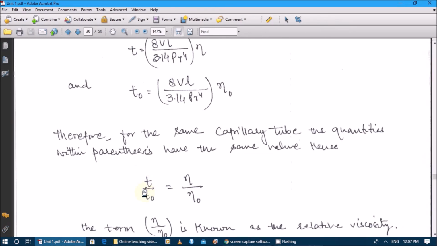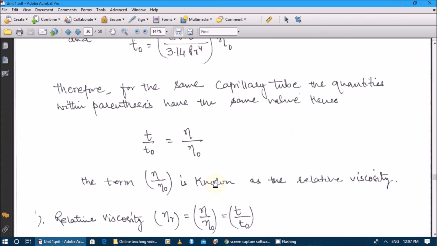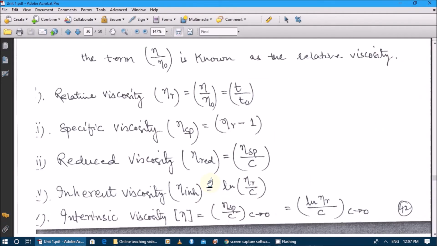So, T over T naught is equal to eta over eta naught. The term eta over eta naught is known as the relative viscosity. Relative viscosity is represented as eta R, and this is the viscosity of the solution over the viscosity of the pure solvent, and it can be measured by their respective flow times. T is the flow time for the solution, and T naught is the flow time for the pure solvent.